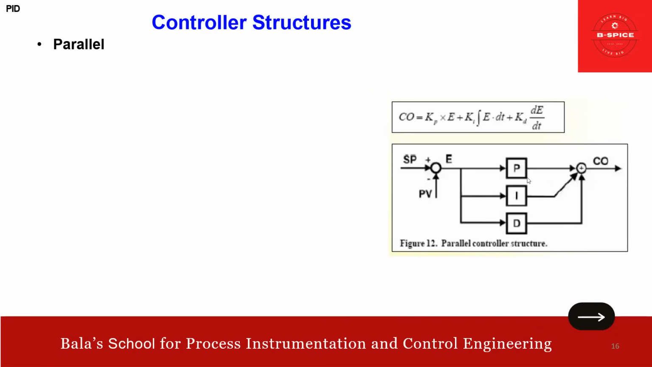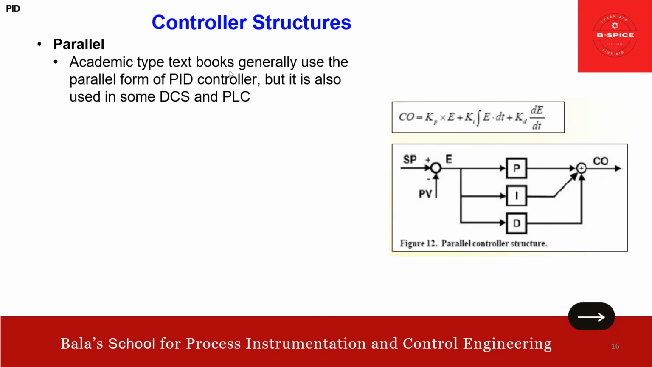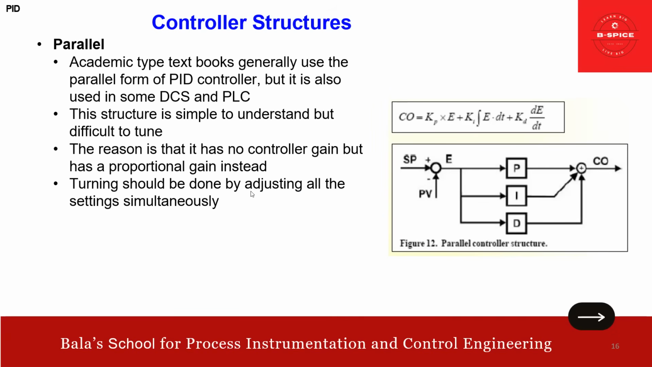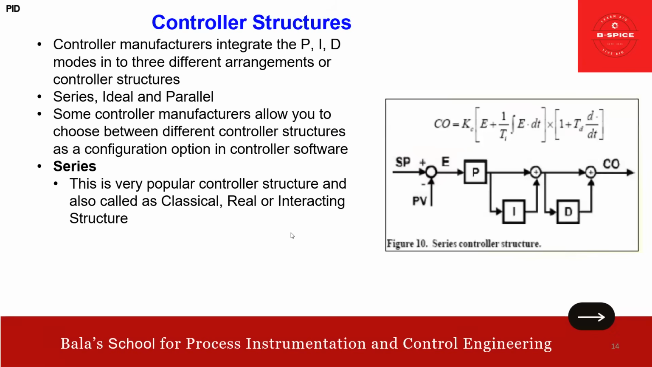Then this is the parallel. Again, you can see here all these PID modes are in parallel. Academic textbooks generally use this parallel form of the PID controller, but it is also used in some DCS and PLC. This structure is simple to understand but difficult to tune. So that is the challenge. The reason is that it has no controller gain, but has a proportional gain. So tuning should be done by adjusting all the settings simultaneously, which is challenging. Sorry, that was a typo. My recommendation is to try not to use this structure if possible. We can go with the ideal or the series.